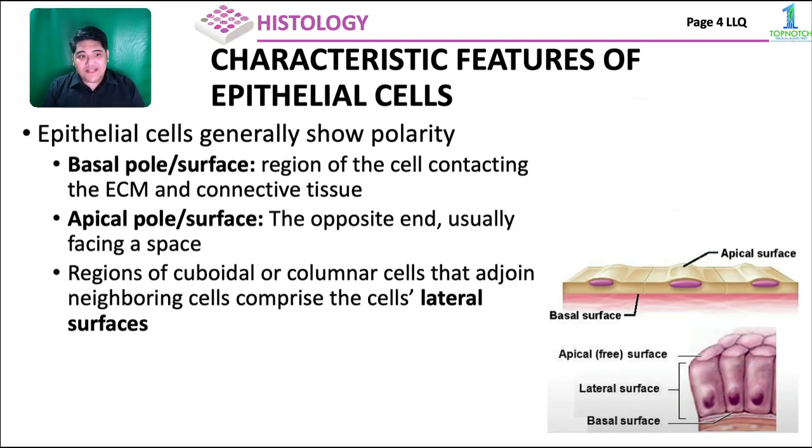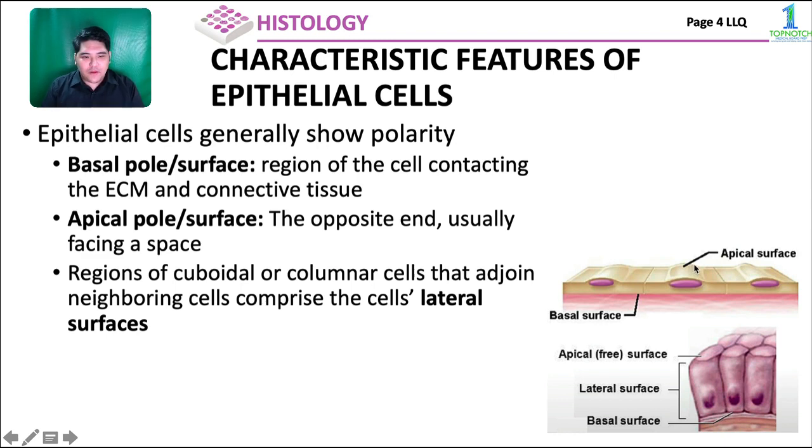Now, your epithelial cells also show polarity. So, ano ba yung mga polarity na yan? You have your basal pole or your basal surface. This is the region of the cell contacting the extracellular matrix and connective tissue. Ang apical nyo naman, on the apex. This is the opposite end of your basal surface. And usually, this is the one that is facing the lumen or a space.